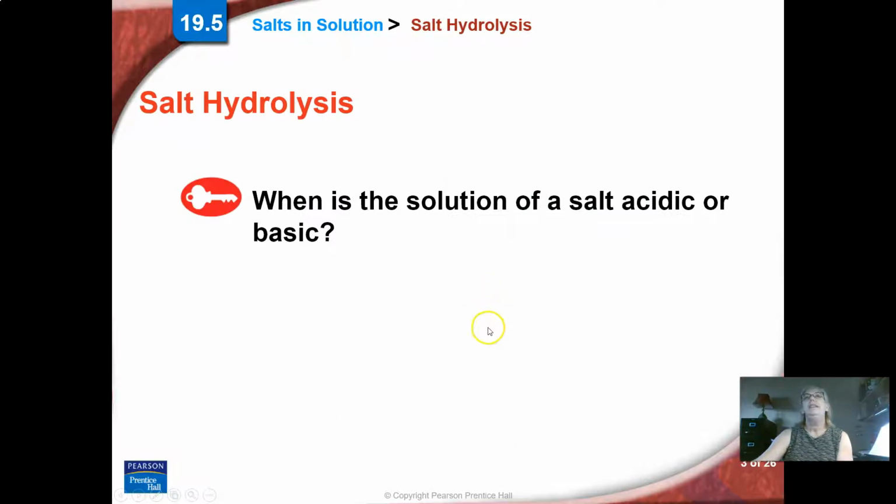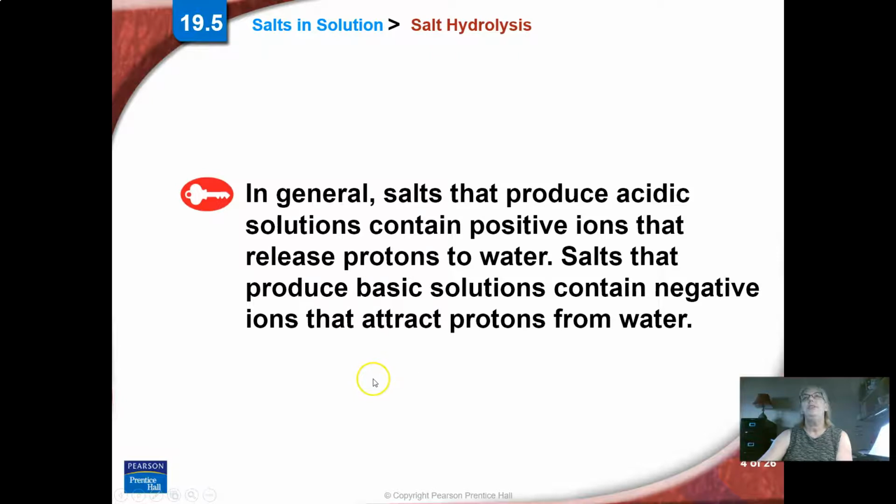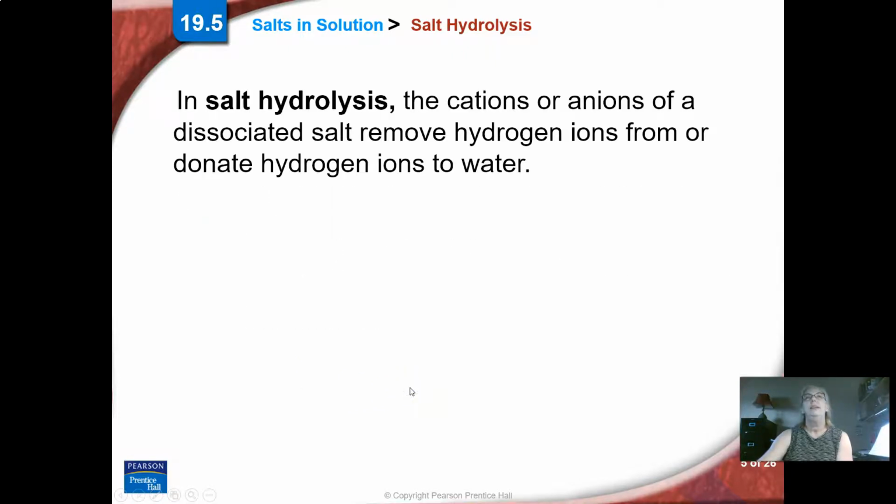So when is the solution of a salt acidic or basic? When any type of salt is added to water, it can change the pH of the solution by having a chemical reaction. Salts that make acidic solutions contain positive ions that release protons to water, and salts that produce basic solutions when you add them to water contain negative ions that attract protons. So I'm going to show you how this works. This is called salt hydrolysis.